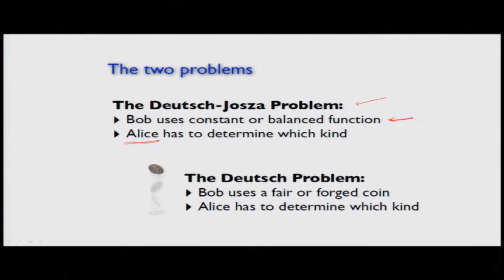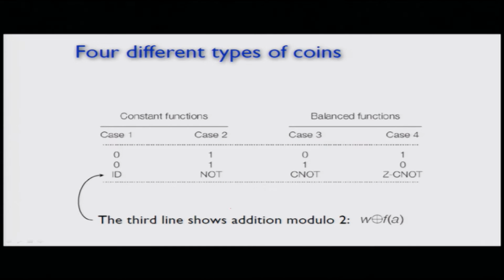The other problem is the coin toss problem, the Deutsch problem, where the user has to determine whether a fair or a forged coin is being utilized. So, there are 4 different types of coins that we are looking at here. Essentially, as defined earlier in terms of DJ and Deutsch algorithms, we are looking for constant functions versus balanced functions, and there are 2 cases for each of these, which makes the 4 different kinds of coins we are talking about.